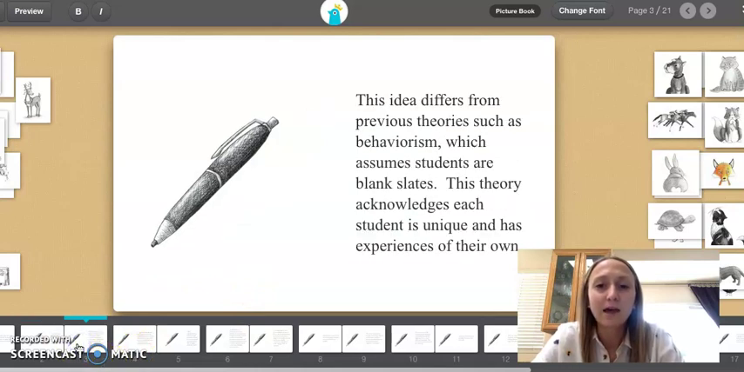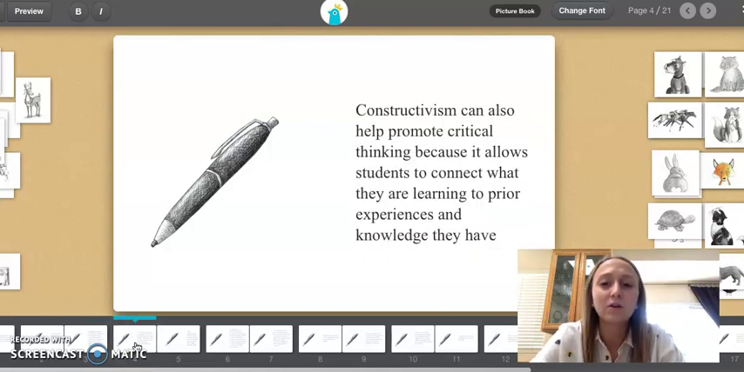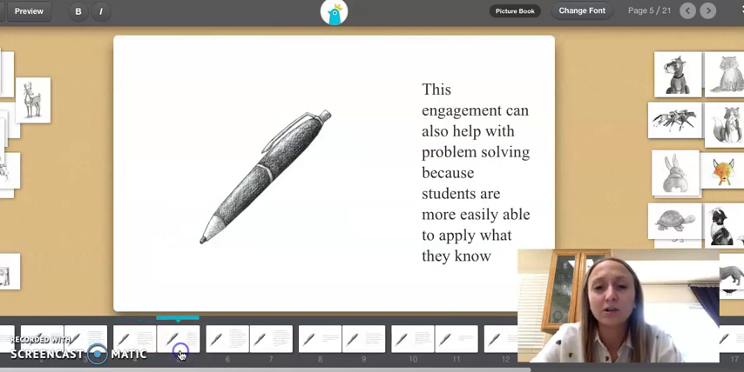I just talked about how this differs from, say, behaviorism, which says that students are a blank slate and we're able to shape their behavior through stimulus. This is much different, and says that students have previous experiences, and it's important to acknowledge those. One important piece is that it helps promote critical thinking, because it allows students to connect what they're learning to their prior experiences and knowledge, rather than just trying to remember this information. So it makes their learning more meaningful, essentially.